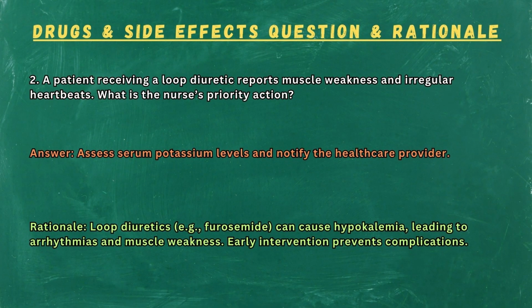2. A patient receiving a loop diuretic reports muscle weakness and irregular heartbeats. What is the nurse's priority action? Answer. Assess serum potassium levels and notify the healthcare provider. Rationale. Loop diuretics, e.g. furosemide, can cause hypokalemia, leading to arrhythmias and muscle weakness. Early intervention prevents complications.